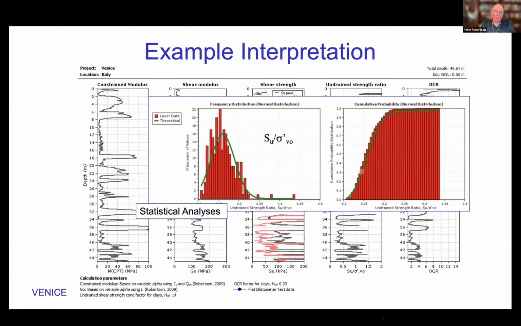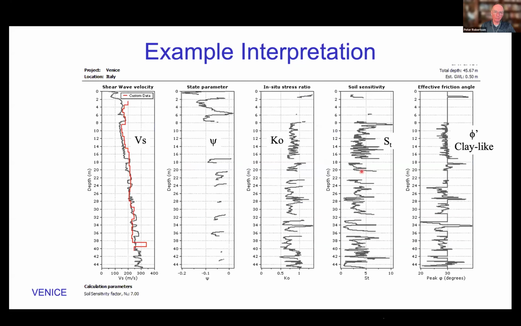And the program allows you to do that on individual parameters in an individual profile, and also to look at the statistics of the same layer across multiple profiles. So let's say you did 5 CPTs and you identified the same clay layer in all 5 CPTs, then the program will run the statistics for all 5 of the CPTs on that one layer.